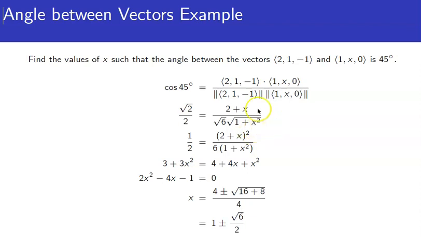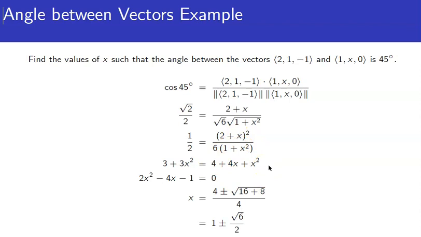I'm not excited about these radicals, so I'll square both sides, giving me 1/2 equals (2 plus x) quantity squared over 6 times (1 plus x squared). Let's do some cross multiplying here a little bit. Actually, I'm not going to cross multiply. I'm just going to clear this denominator. The 2 will go into the 6 3 times, so I get 3 plus 3x squared on the left-hand side. Multiplying out the right-hand side gives me 4 plus 4x plus x squared.